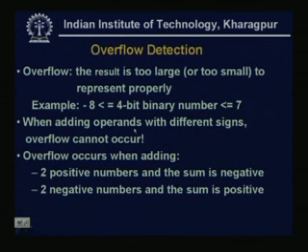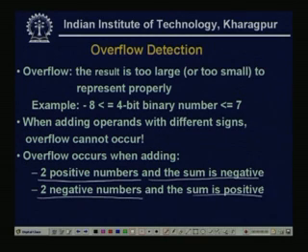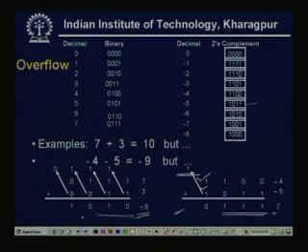So, how can we detect the overflow? The result is too large or too small to represent properly, and the example is what we have just seen. When adding operands with different signs, overflow cannot occur. Overflow occurs when two positive numbers are added and the sum is negative, or the other case is two negative numbers and the sum is positive. Just now we have seen two examples of each of the cases.